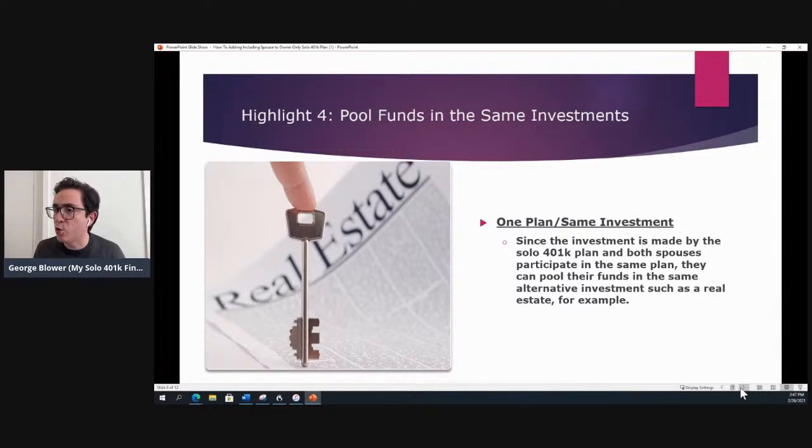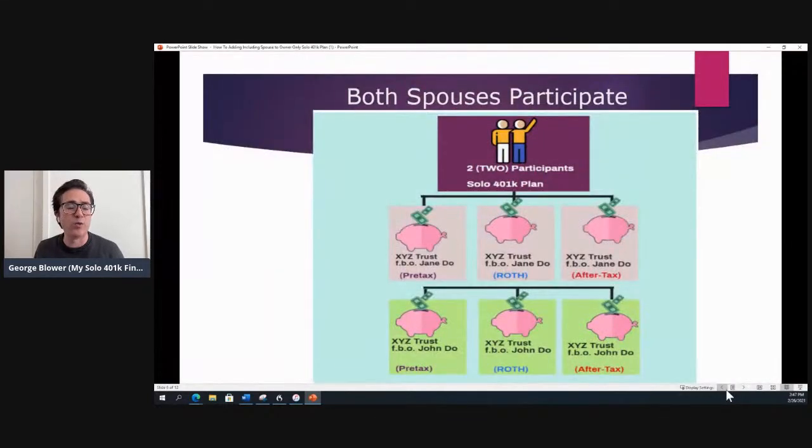So thank you again for the good question. You say, is it 50% of your aggregate balance across pre-tax, Roth, and after-tax, or just one of those accounts? Good question. So let's go back to the illustration. I think this is going to help us understand it.